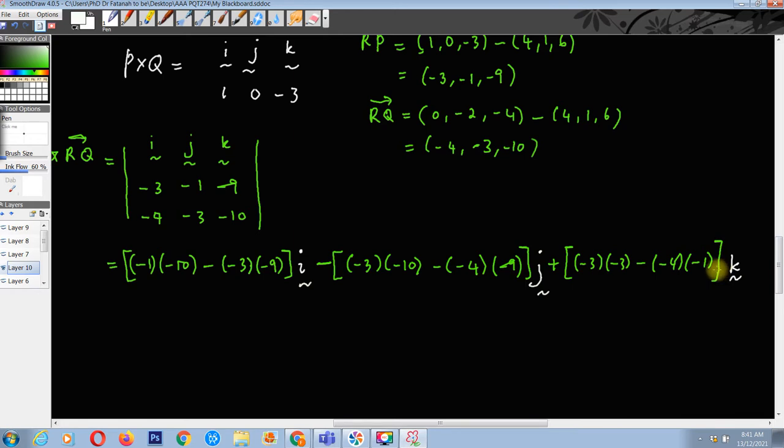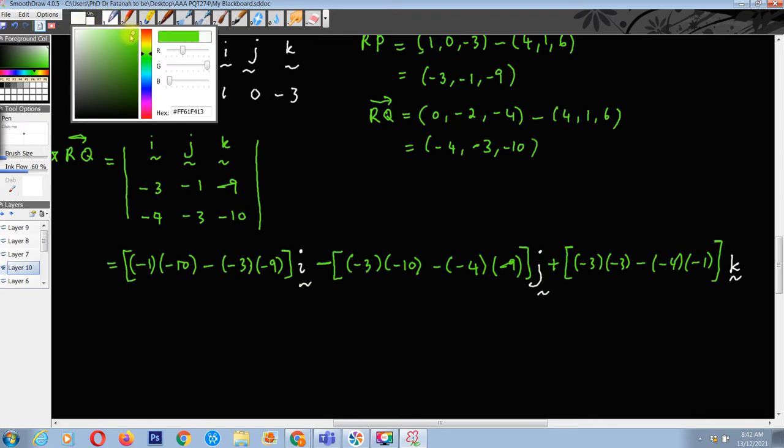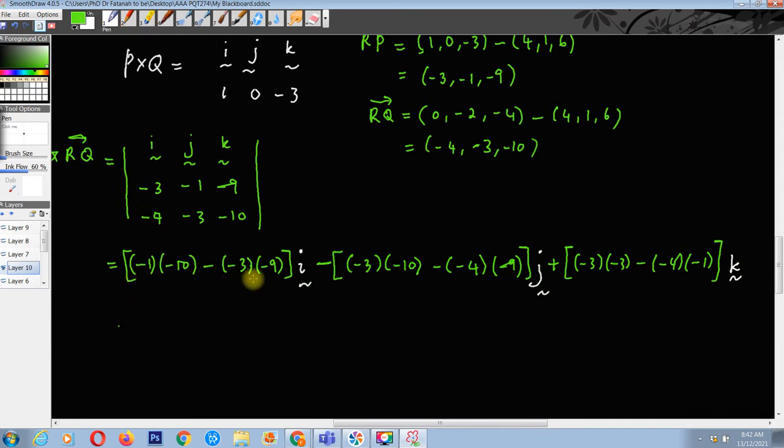So calculate this. What do you have? 10 minus 27, we will get negative 17 I. Then for J, we have 6j, and for K we have 9 minus 4, so we got 5.